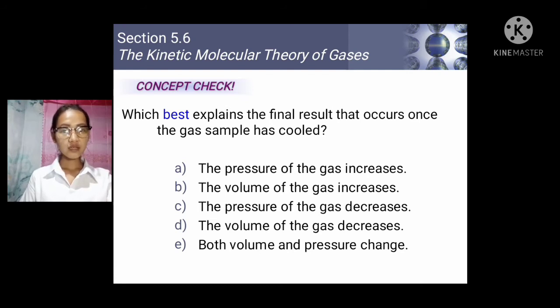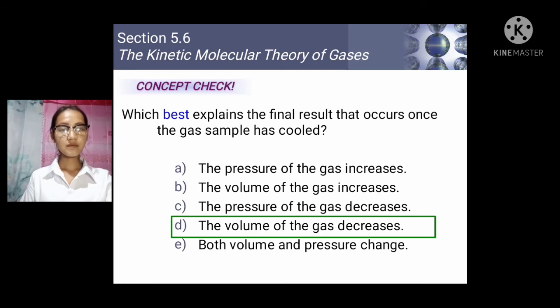A. The pressure of the gas increases. B. The volume of the gas increases. C. The pressure of the gas decreases. D. The volume of the gas decreases. E. Both volume and pressure change. So, the best answer that explains the final result is that the volume of the gas decreases, which is letter D.